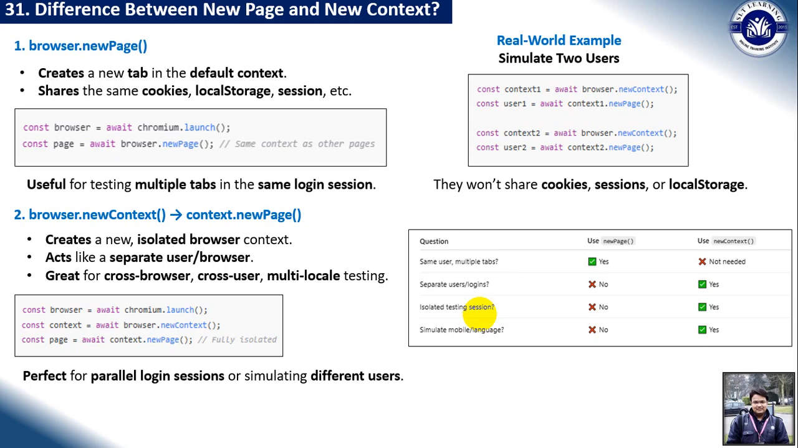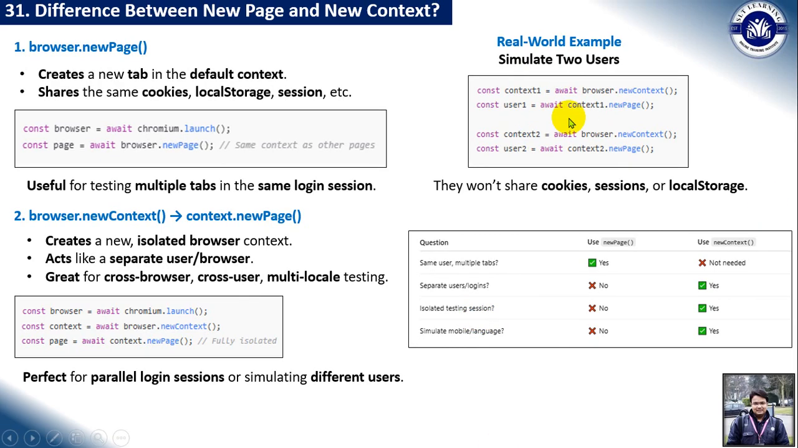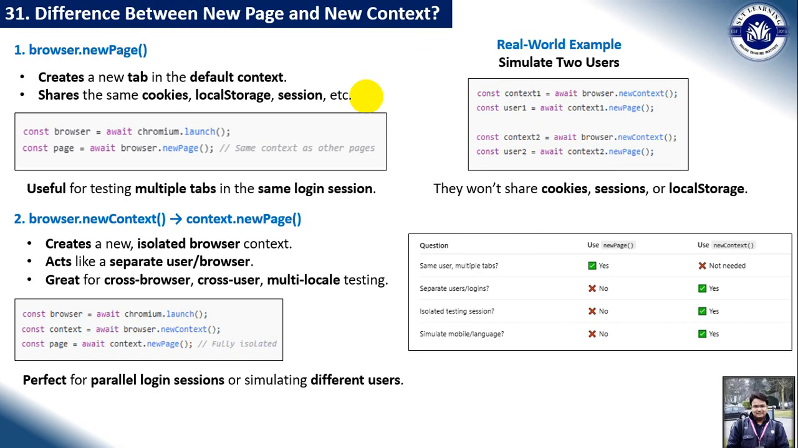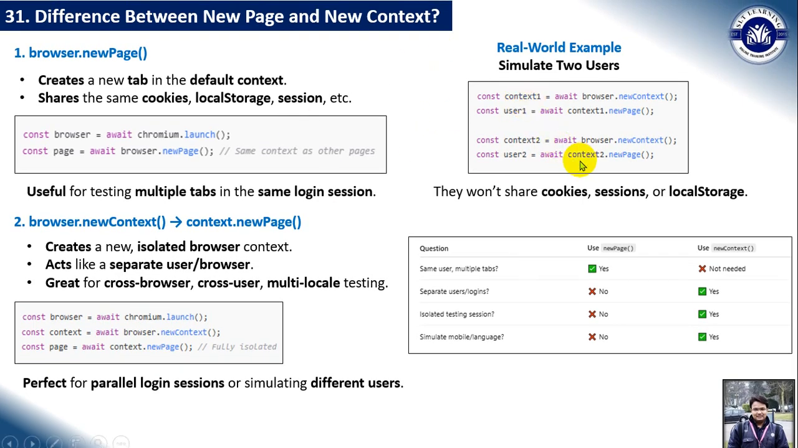I have displayed a real-time example here. When you have context 1 for the new page and context 2 for the new page 2, these two users are separate and cannot share cookies, local storage and session information. If I use context 1 dot new page for user 2, they are sharing. But here we are creating a separate context for the separate page, so they are not sharing cookie, session and local storage. The key thing is: browser first, then context, then new page.